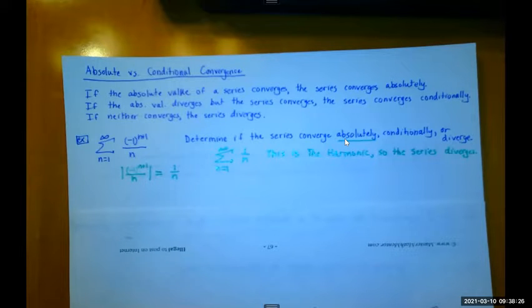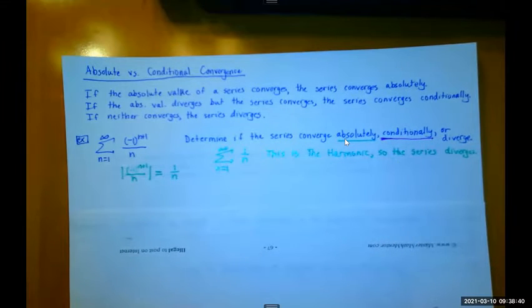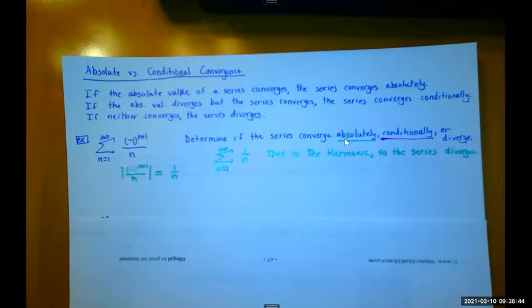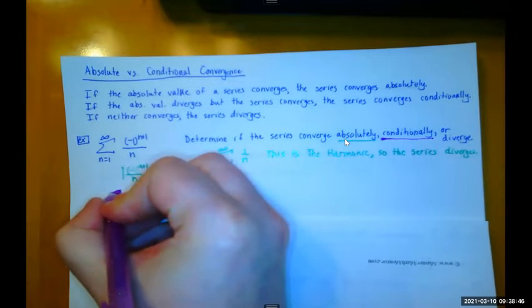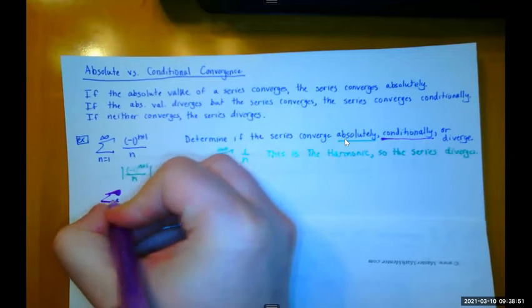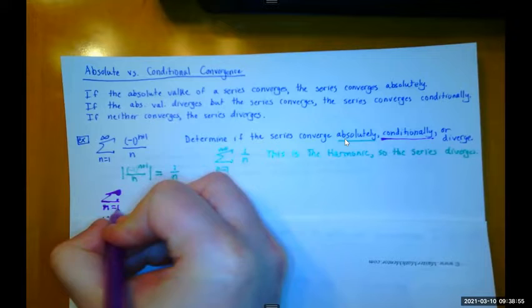Okay, so we know that the series does not converge absolutely. Okay, well, does the series converge conditionally? Let's find out. So what about conditional convergence? Conditional convergence means we go back to the original series and we check to see if this series converges or diverges.